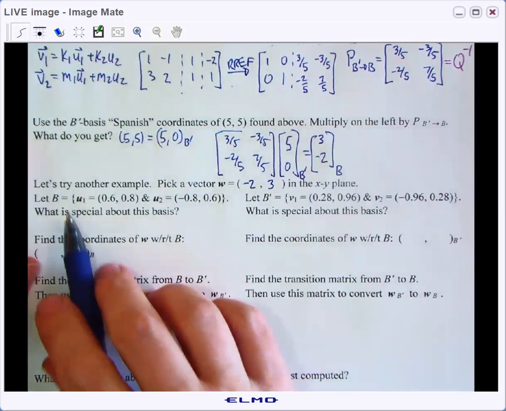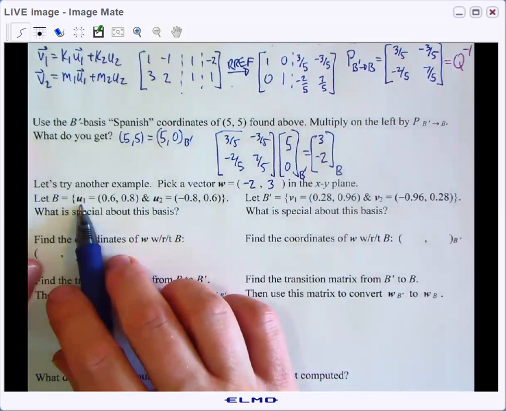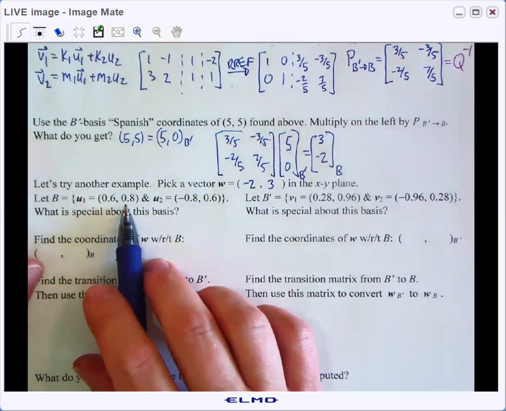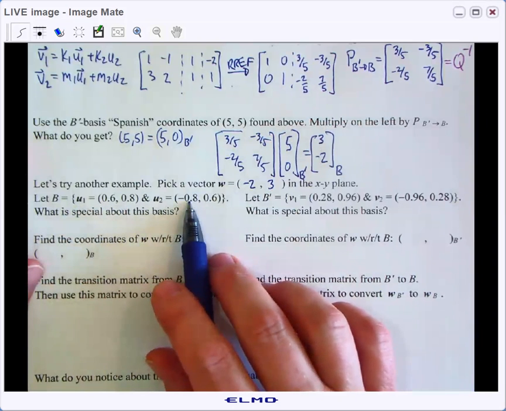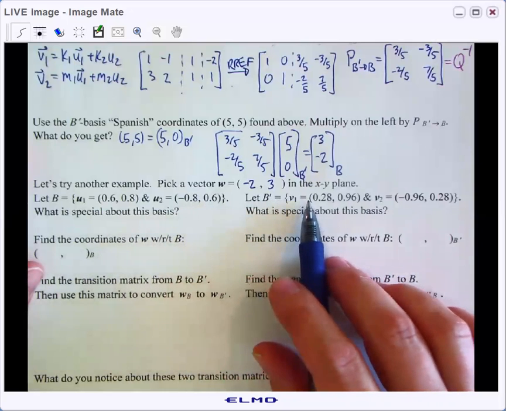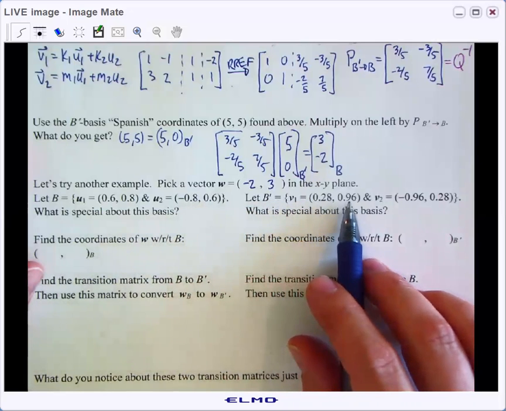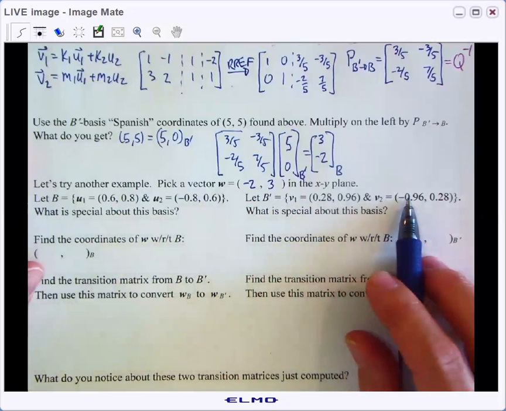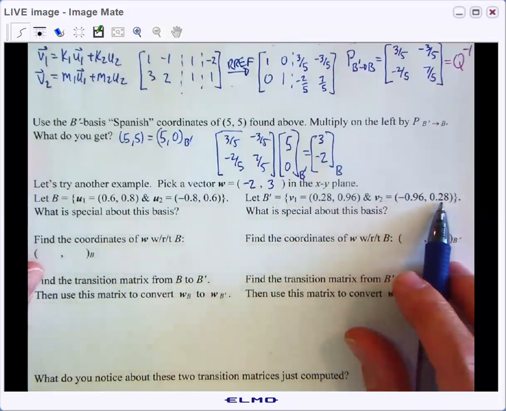Okay. We're going to let B be this basis. U1 is 0.6, 0.8, and U2 is -0.8, 0.6. And we'll let B prime be, V1 is 0.28 and 0.96, V2 is -0.96 and 0.28.